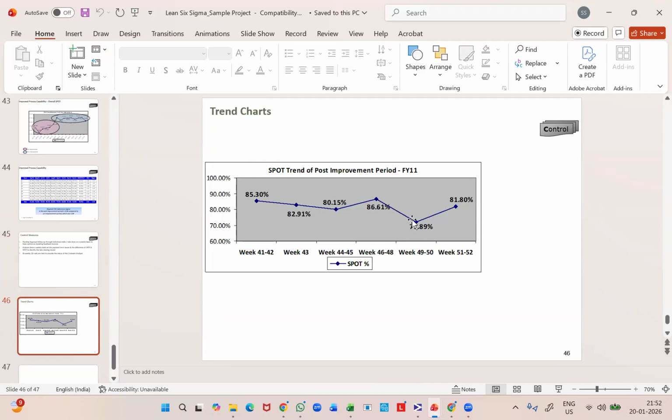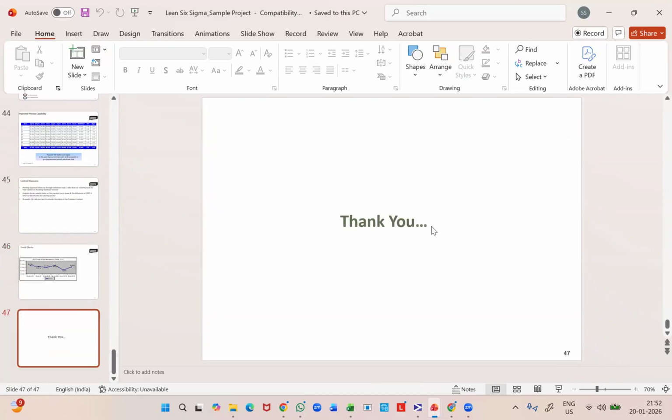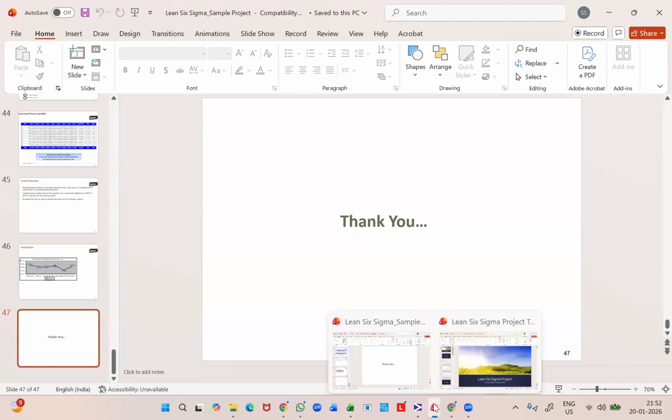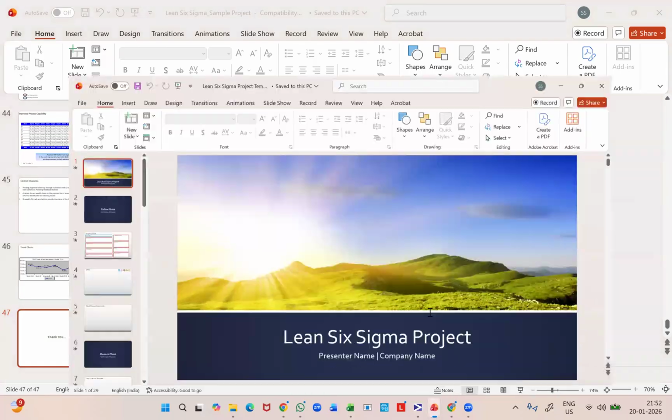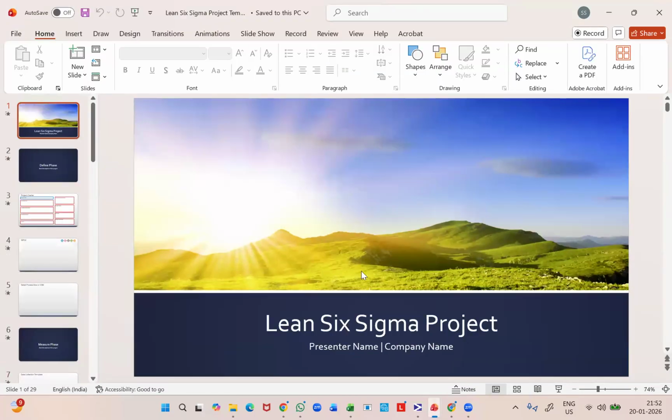Even in this trend chart, the performance is supposed to be consistent, but in one of the weeks we suddenly had a dip, and we could find out what the assignable cause was here. And we were also able to perform some corrective action to eliminate that assignable cause. So this is the sample project document. It will just give you an idea as to how we can execute a Six Sigma project and what are all the tools that we can apply.